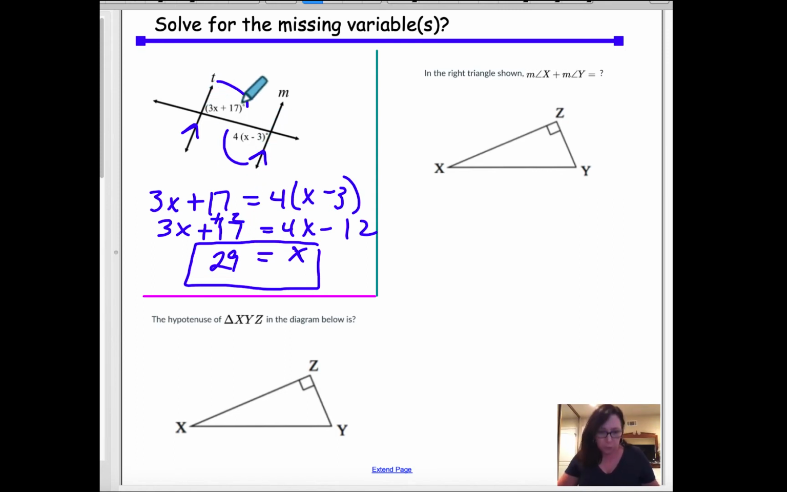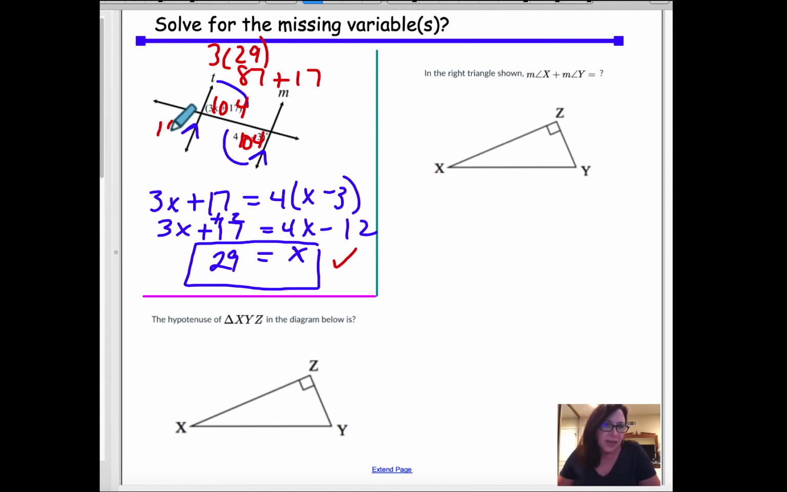So I'm going to plug in 29. 3 times 29 is 87. Add 17, and that's 104. So assuming that's 104, let's check this one right here. 29 minus 3 would be 26. 26 times 4 is also 104. So these are congruent. We've verified our answer here.